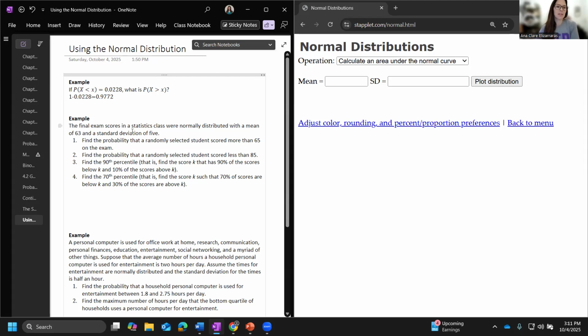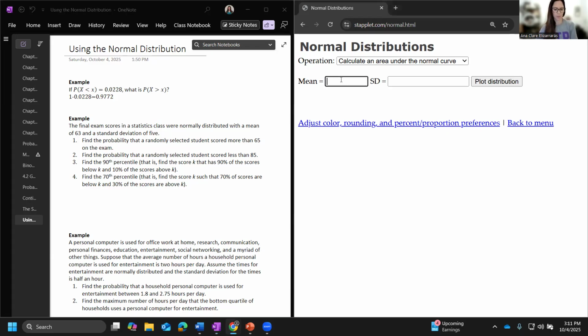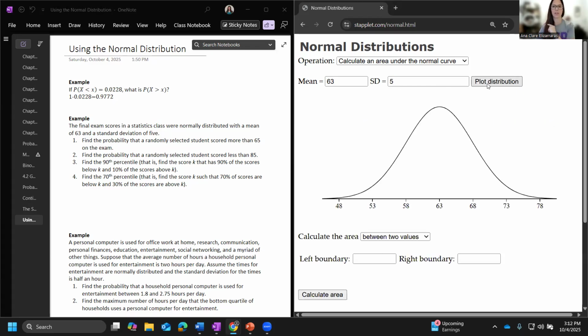Okay, final exam scores in a statistics class were normally distributed. It's important that we're told this so we know which calculator we can use, with a mean of 63 and a standard deviation of 5. Great. I'm entering a mean of 63 and standard deviation of 5. I'm going to plot the distribution. And the great thing about Stapplet is that it fills in the values for you that you would use for the empirical rule. It gives you 1, 2, 3 standard deviations to the left and to the right.